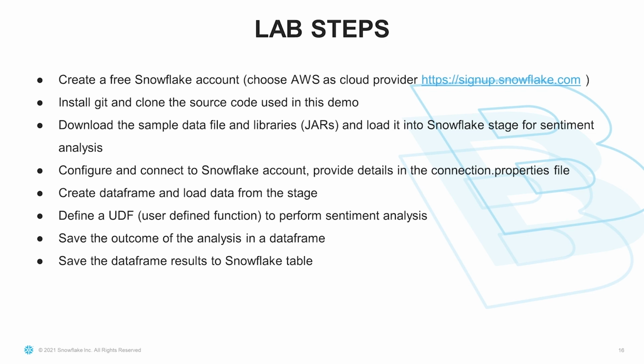Next, we are going to install Git, which is the de facto tool for any SVN. Then we are going to install SBT, which is the de facto tool for any Scala project. Next, we're going to download the sample data file and libraries from Stanford NLP and from Kaggle, which has a sentiment analysis data source for 1.6 million tweets. Then we're going to configure our Snowflake account and provide the connection details in the connection file.